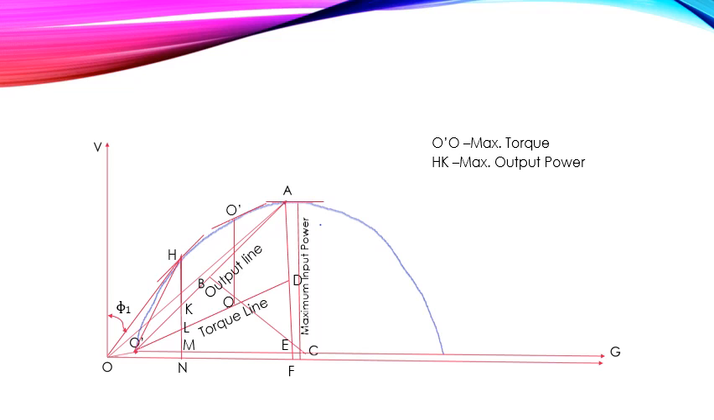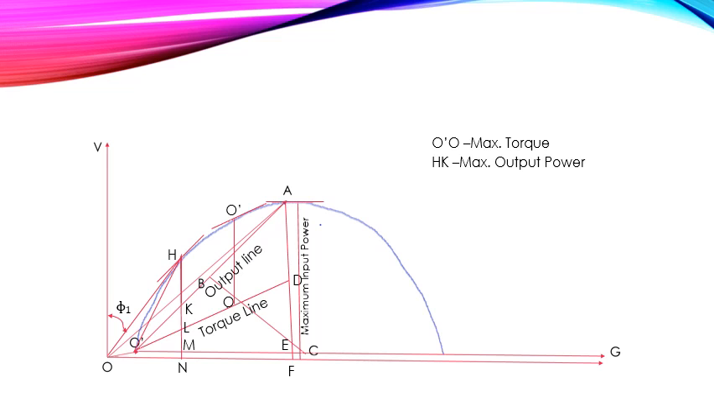Now to estimate the maximum torque, draw a line parallel to the torque line, then that will intersect the semicircle at O dash, that is it will be tangent to the semicircle, and then O dash O will indicate the maximum torque, right?